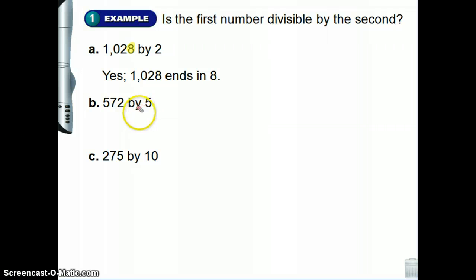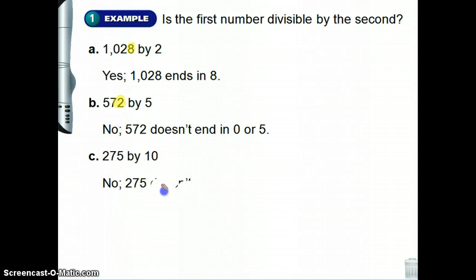Is 572 divisible by 5? If I look back to my divisibility rules, I know that if a number ends in a 5 or a 0, it's divisible by 5. I don't know if that looks like a 0 or 5 to you, but that looks like a 2 to me, so I would say no. Okay. Last one, is 275 divisible by 10? I would say no, because I know that a number has to end in 0.